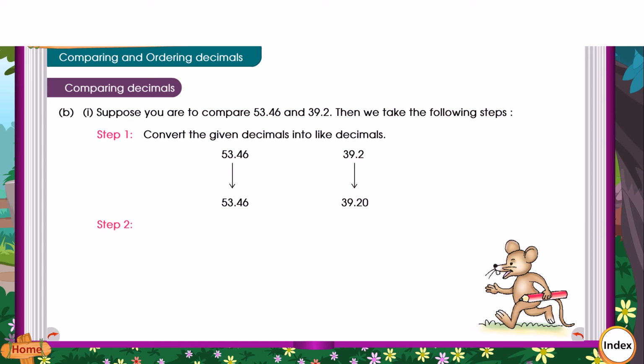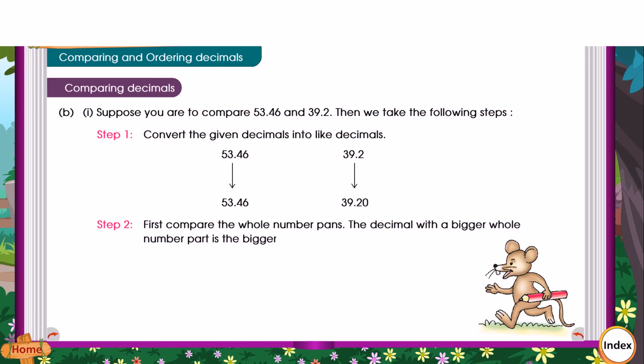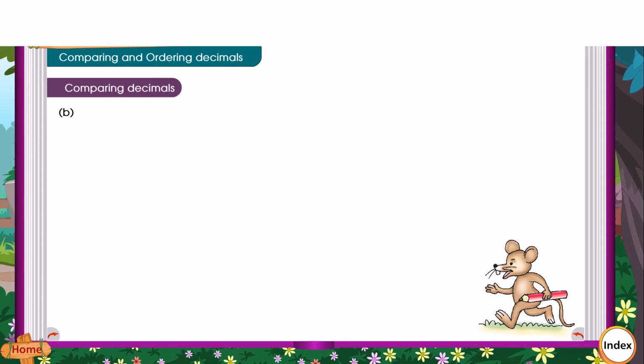Step 2. First compare the whole number parts. The decimal with the bigger whole number part is the bigger decimal. 53 is greater than 39. Hence, 53.46 is greater than 39.20, or 39.20 is less than 53.46.